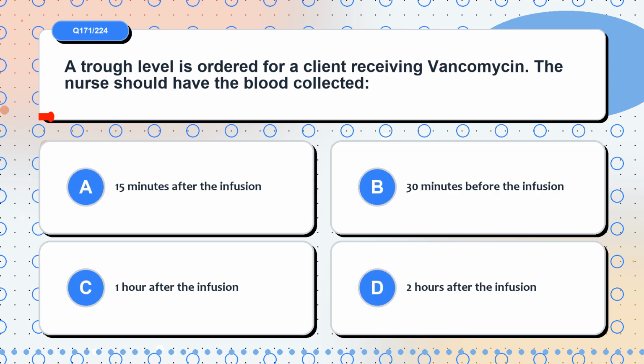Question 171. A trough level is ordered for a client receiving vancomycin. The nurse should have the blood collected. Here are the options. Option A. 15 minutes after the infusion. Option B. 30 minutes before the infusion. Option C. 1 hour after the infusion. Option D. 2 hours after the infusion.